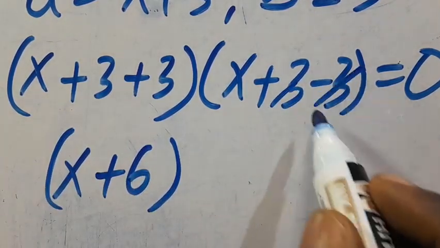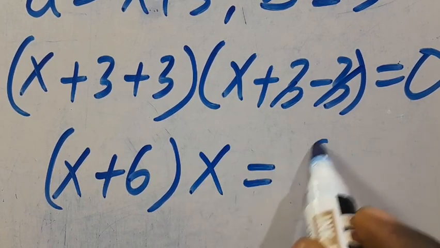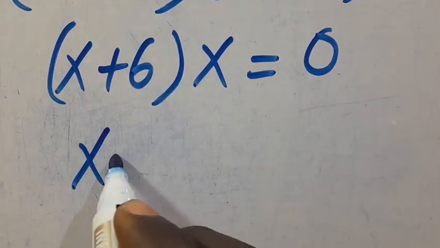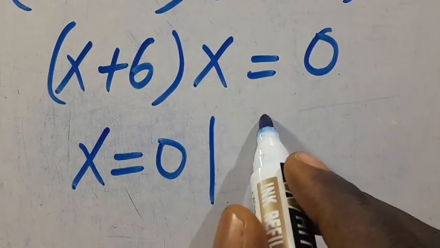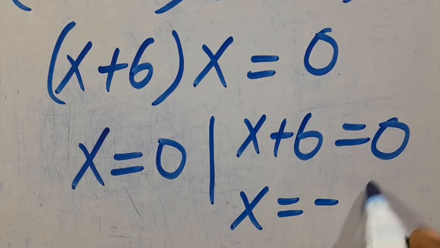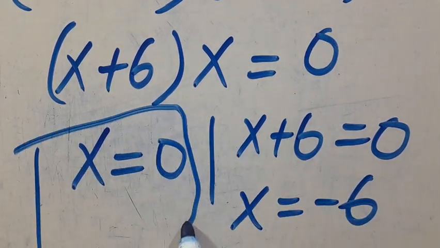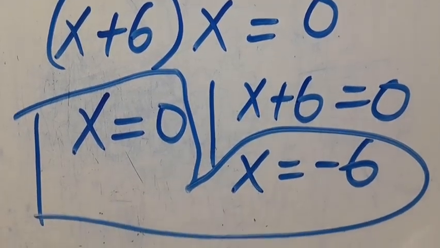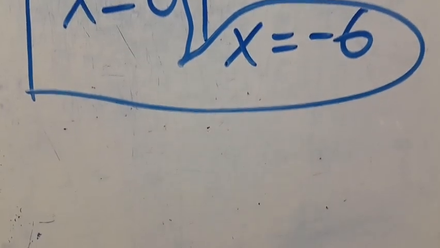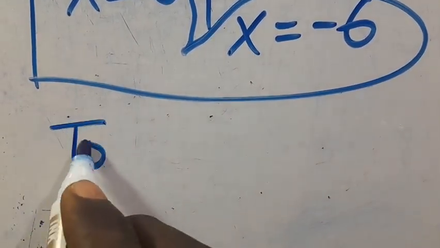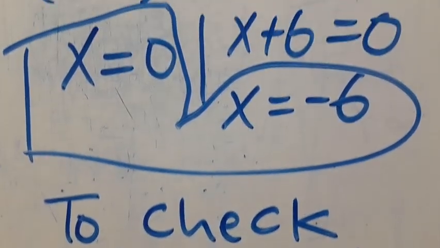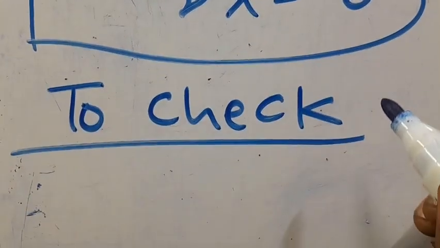Then this 3 and this 3 will cancel. So here will be x. Then we have everything to be equal 0. So from here, either we have x equal 0 or we have x plus 6 equals 0. So here will be x equals minus 6 as well. So we have another solution as this. Then let's verify. But before that, comment which method is the fastest.